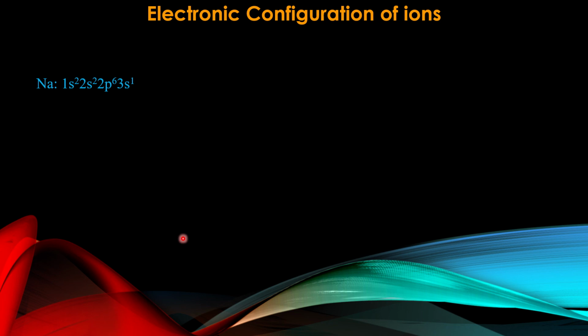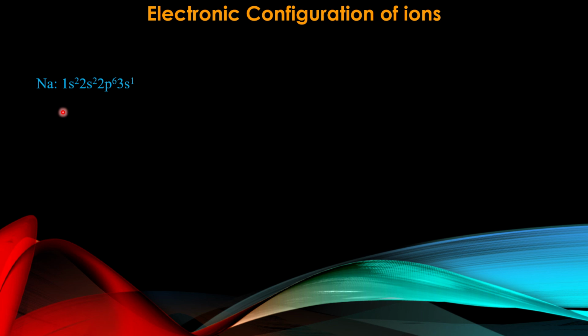So the electronic configuration of sodium is 1s2, 2s2, 2p6, 3s1. Now when an electron is released from a sodium atom, it will be sodium ion, Na+. Dear student, you have to remember one thing. Electron will be released from the outermost shell, not from where the electron came in last. Just remember this.